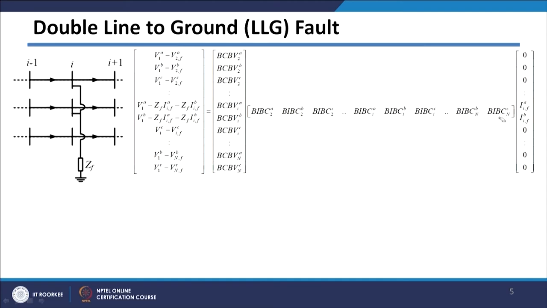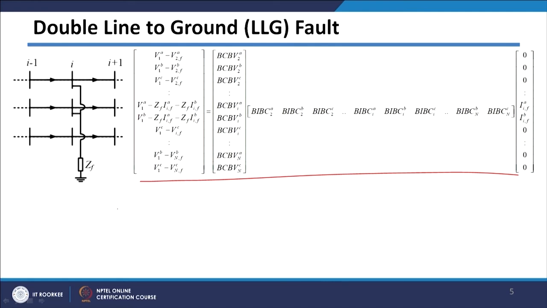So, in case of double line to ground fault, your structure of the BIBC and BCBV matrix will be something like this, and from this we can easily see that for any ith bus, using these two equations, I can easily write.